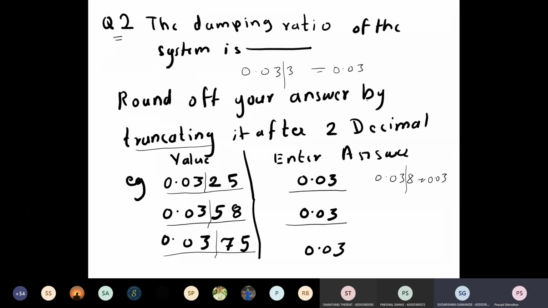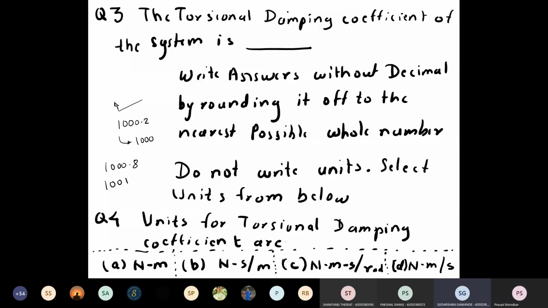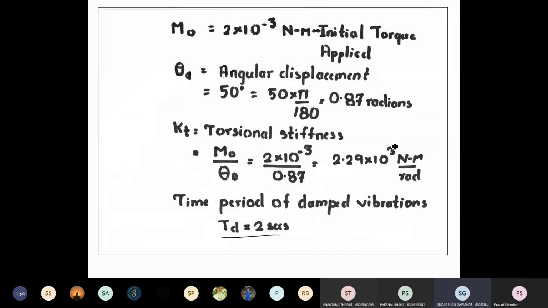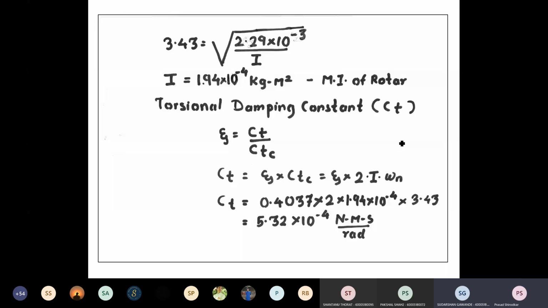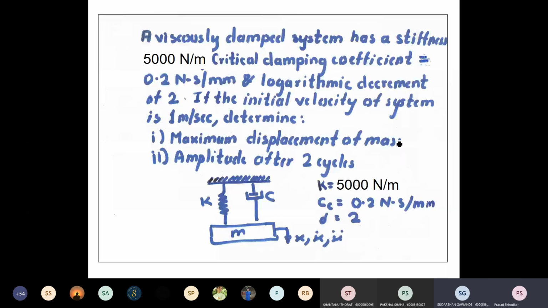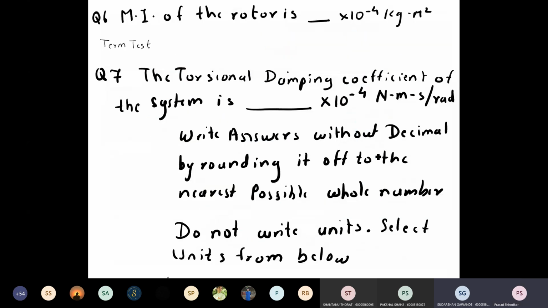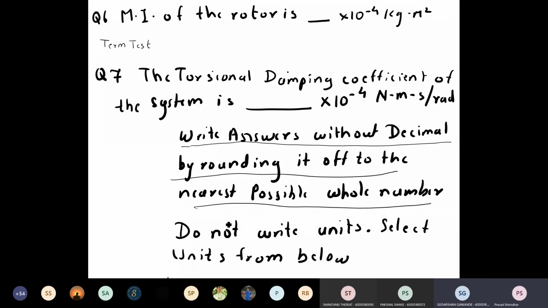Which question? Question 6. I have also committed that mistake. Just read what is the instruction given. Write the answer without decimal by rounding it off to the nearest possible whole number. All right, okay. So the instruction is clear.